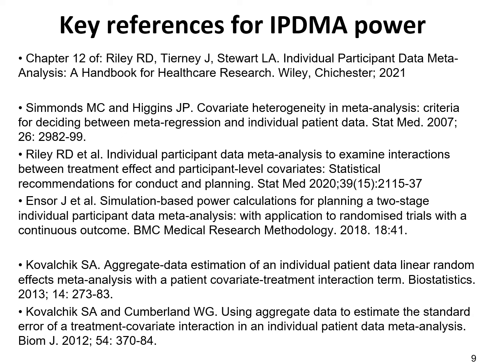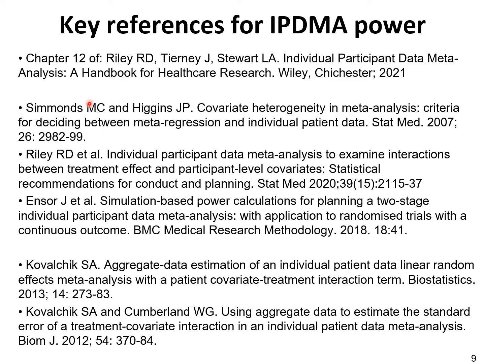So if you wanted to pause this talk at this point, you'd be able to see these sets of references. And these references are sort of where the field is at before I talk about the latest piece of research in a minute. So in our book, IPD Meta-Analysis, the Handbook for Healthcare Research, in chapter 12, there's a chapter by myself and Joie Ensor all about power. And this builds on work done by Simmonds and Higgins, myself in Statistics in Medicine, Joie Ensor in BMC Medical Research Methodology, and two really interesting papers by Kowalczyk and colleagues.